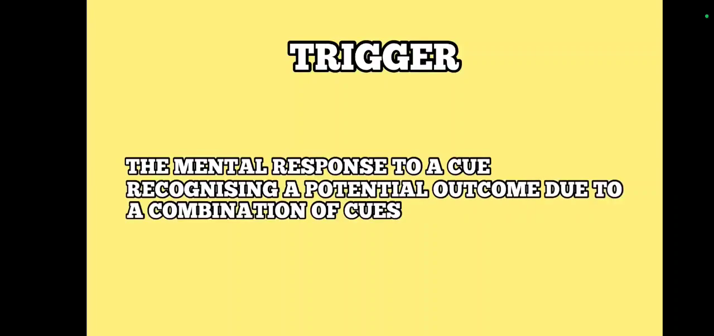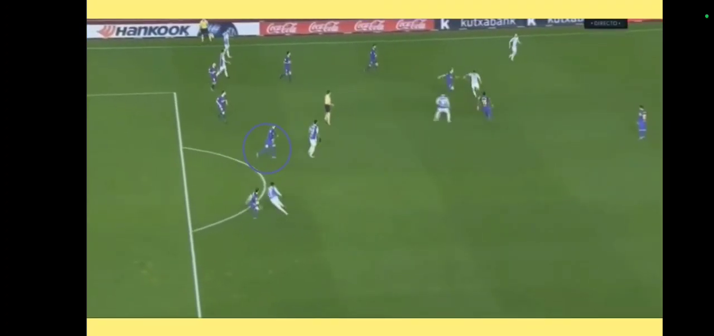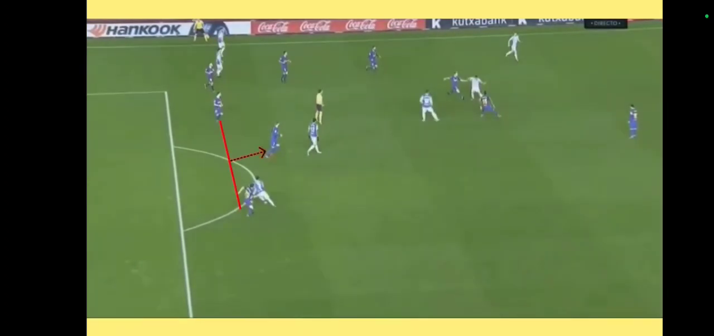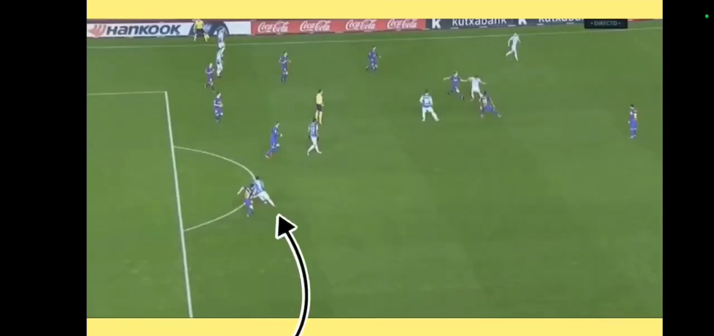Triggers. A trigger is a mental response to a cue, recognizing a potential outcome due to a combination of cues. Here's an example. When the striker comes deep, this being one cue, and the centre-back following, this being another cue. The trigger here is recognizing the space being left by the centre-back, meaning a potential option is now a through ball to a teammate who recognizes this too.